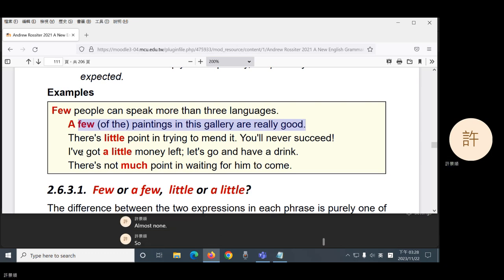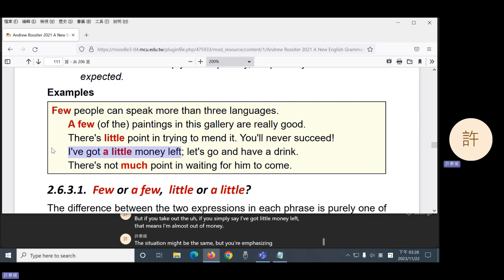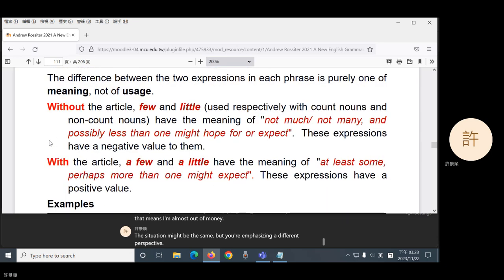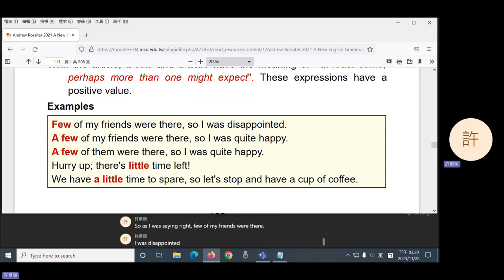So here, I've got a little money left. So what should we do with this money? But if you simply say, I've got little money left, that means I'm almost out of money. The situation might be the same, but you're emphasizing a different perspective. So as I was saying, few of my friends were there. I was disappointed. A few of my friends were there. I was quite happy. Same situation, different perspective.